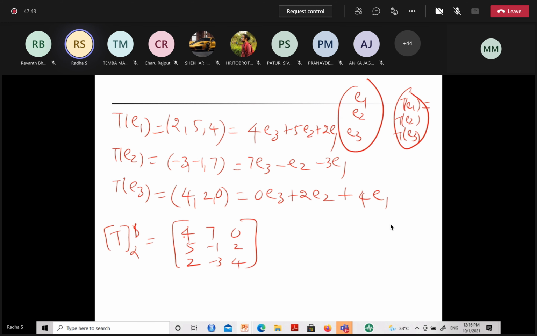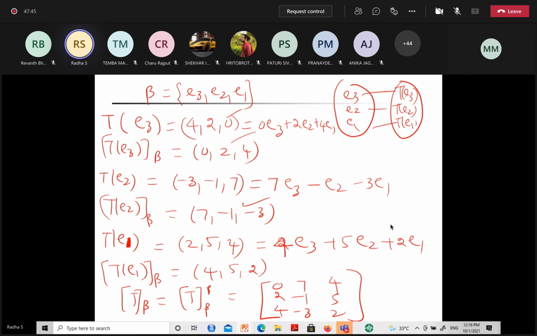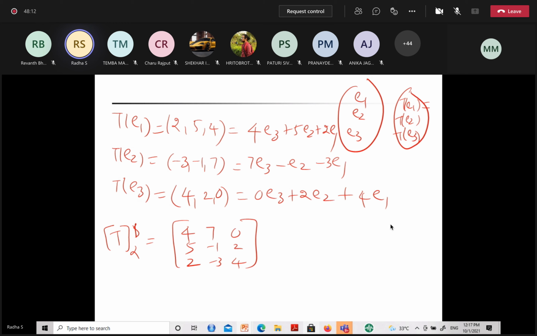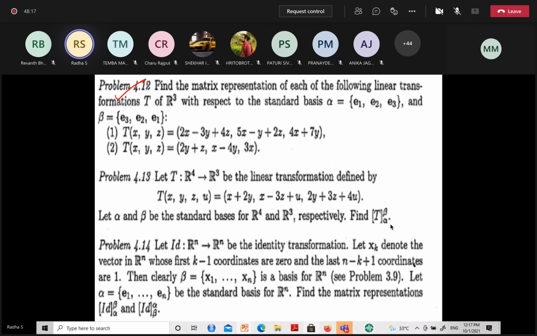Only change will be, see, here we changed the matrix itself. First we wrote this with reverse order. Second we wrote this with reverse order. Third we wrote this with different order. But here there is only a small change. We don't change the order of the columns. Only within the column we change the rows. This will become 4, 5, 2. This will become 7, minus 1, 3. Then this will become 0, 2. Can you see? But better neglect this. Not needed unless otherwise specified.